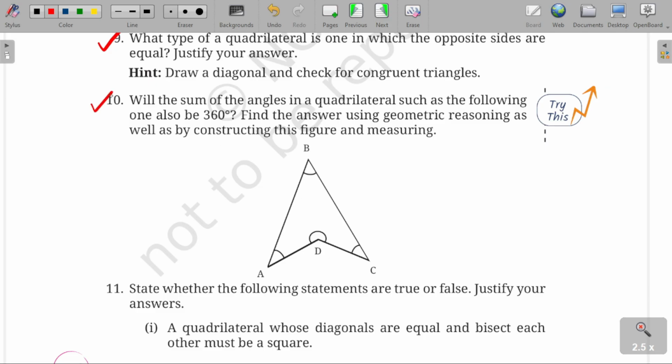Moving to question number 10: will the sum of angles in a quadrilateral such as the following one also be 360 degrees? Find the answer using geometric reasoning. You are given a diagram here. This is also taken as one of the quadrilaterals. Will its angle sum also be 360 degrees? This is the question. So let's check it out with some geometrical tools.